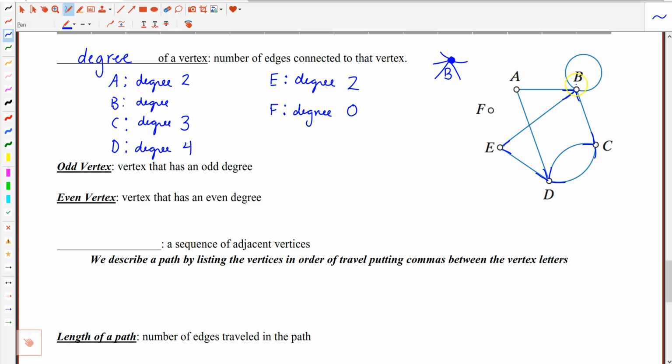So if you could just zoom in on here and see how many edges are coming off of B, we would make the argument that the number of edges coming off of B is 5. So a loop is going to contribute 2 to the degree of a vertex.